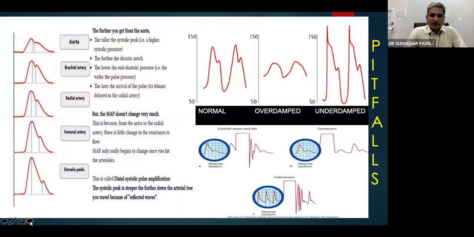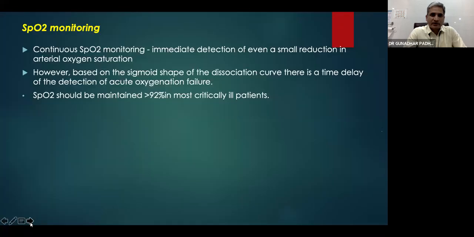So this is the interpretation for the fast flush test. When you do a fast flush test, you can find these different kinds of results. Here you can see this is one result when the system is underdamped. You can see this kind of result. And when the system is overdamped, then you can see this kind of result. So according to that, you determine whether it is underdamped or overdamped. And there are different causes of underdamping and overdamping.